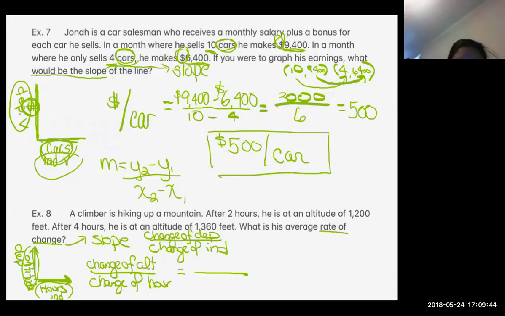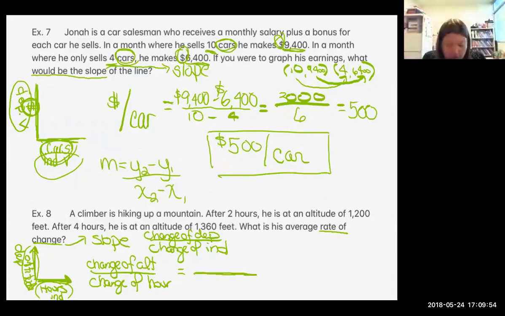Sorry, I'm confused. No, that's okay. Let's look at our two altitude numbers. So I have an altitude here of 1,360 feet, and I have an altitude here of 1,200 feet. So I started at 1,200 feet and I went up to 1,360 feet.